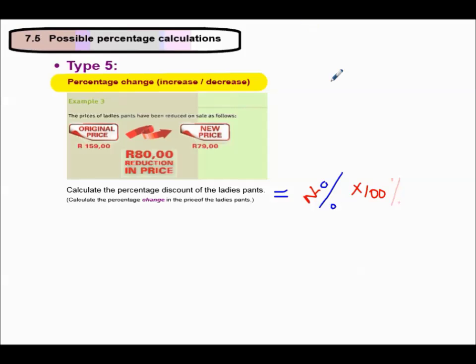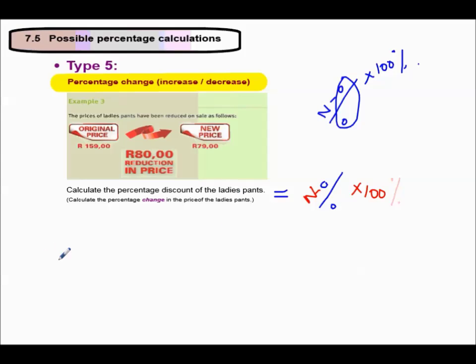Another way of looking at it, my answer must be a percentage. So once again, I can write new minus old over old times 100%. These two end ones are always the same. So let's have a look what's happening here. The original price, or the old price, was 159. The new price is 79 Rand.